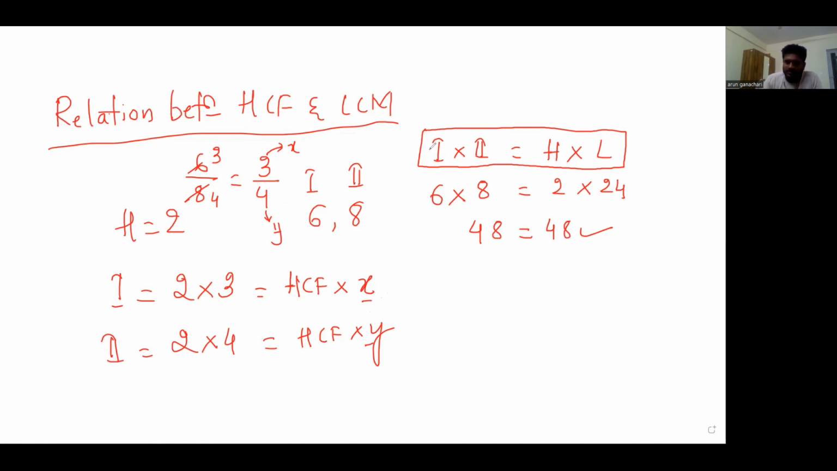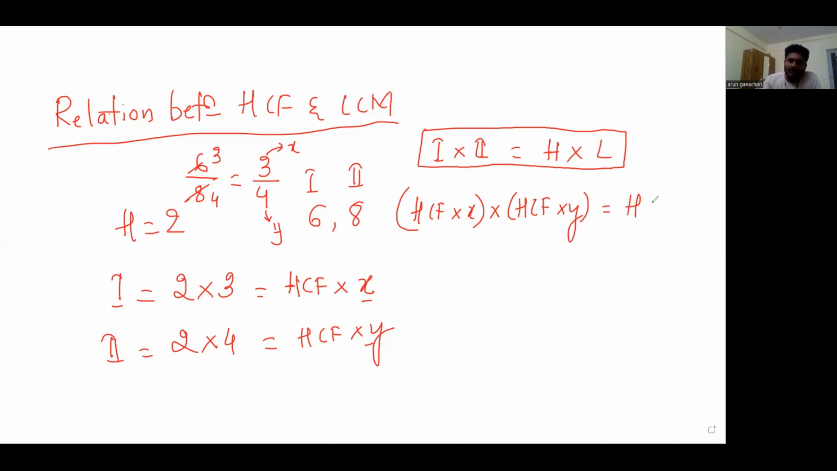So after this, let's see where it takes us. Let's just substitute in this equation where we have found out the answer. We have found out that number 1 into number 2 is nothing but HCF into LCM. Let us substitute it here. First number can be written as HCF into X, and second number can be written as HCF into Y. On the right side, we already had HCF into LCM. Now I can cancel out one HCF on both the sides. So what will I be left with? I'll be left with HCF into X into Y.